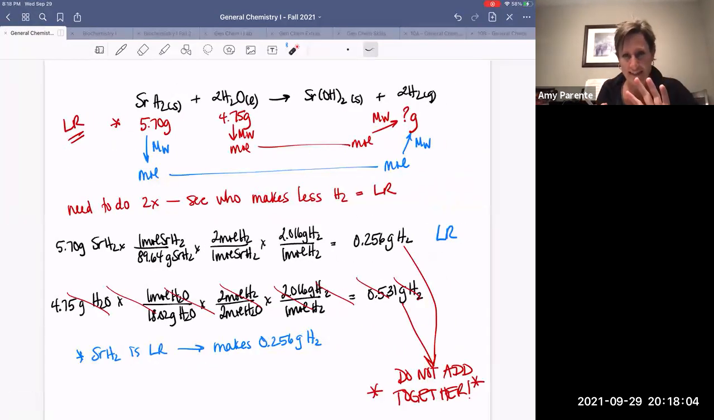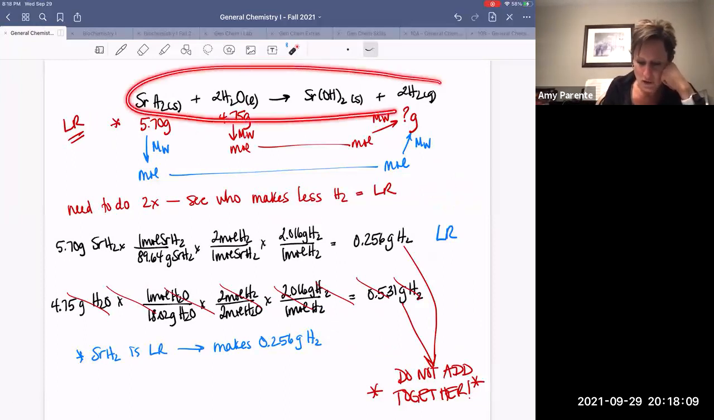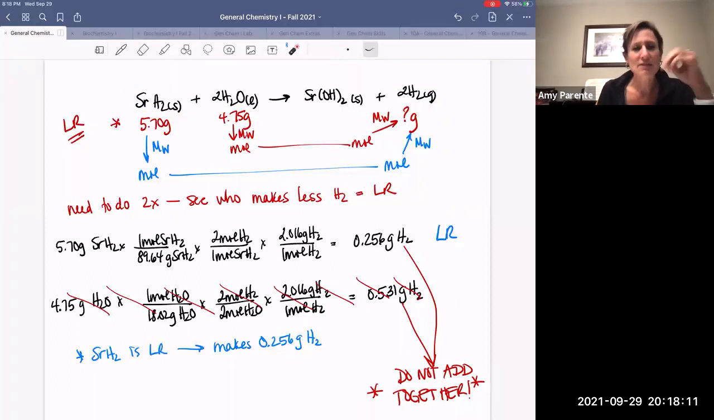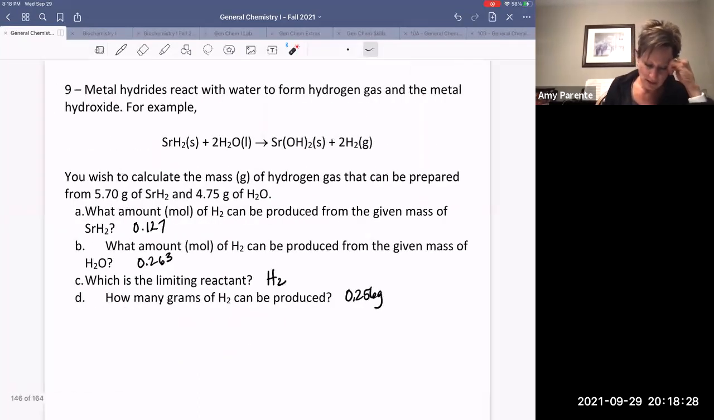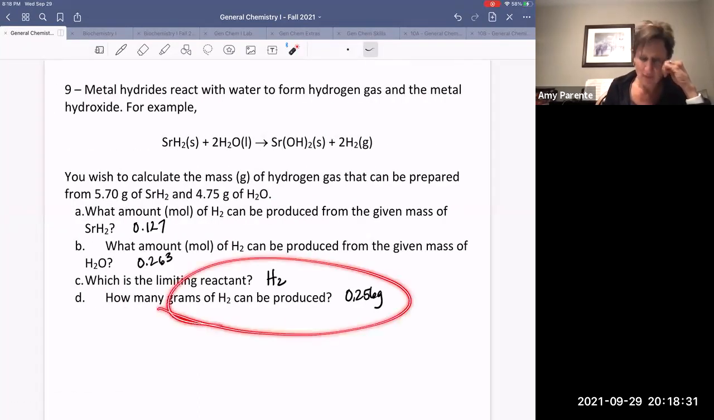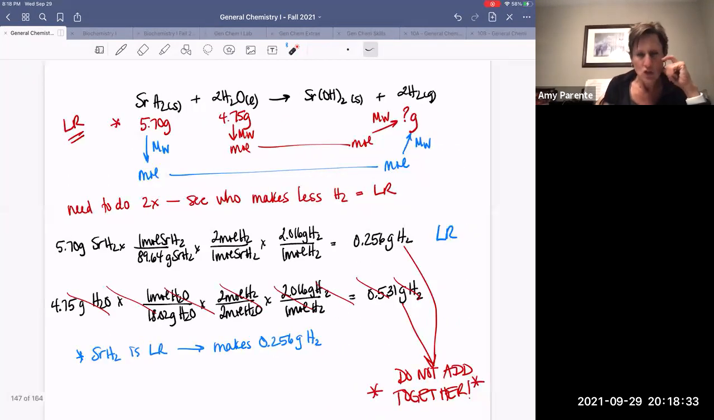I know there's a lot here, so let's take it one piece at a time. Up here is our balanced chemical equation. So take pieces from the information that's provided and write it underneath. It told me that I had 5.70 grams of SrH2, my strontium hydride, and 4.75 grams of water. Now, I'm going to flip back so we can read the prompt. At the end of the day, we want to know how many grams of water we can produce. So depending on who I think is limiting, I can make different amounts of water.